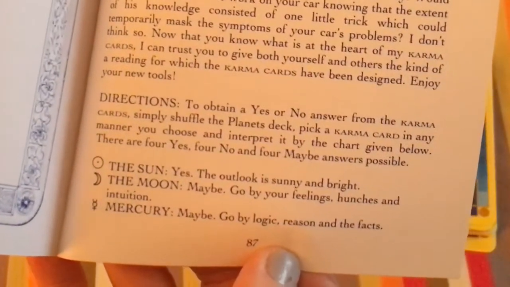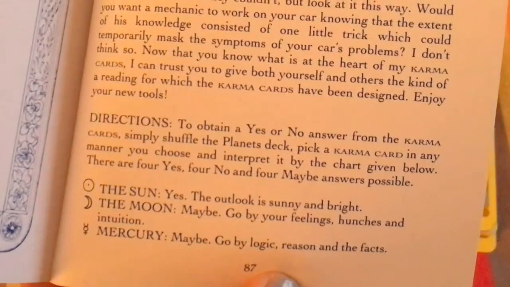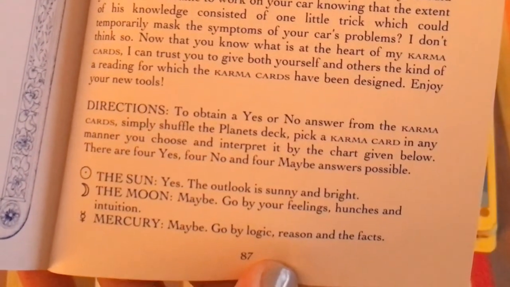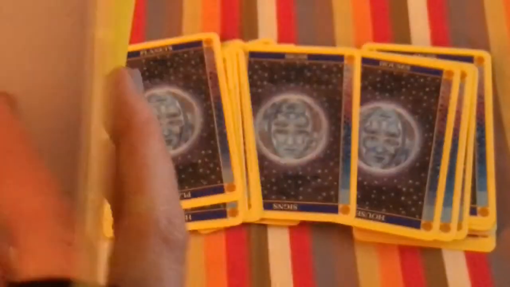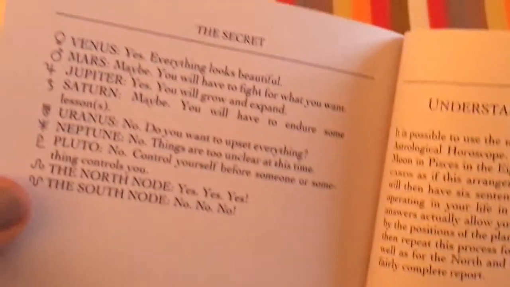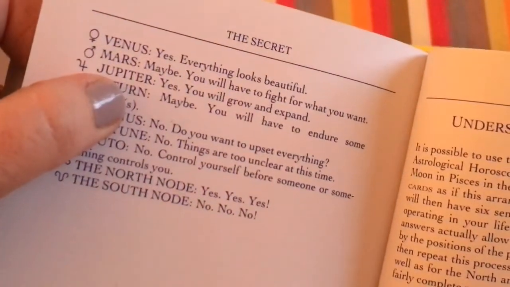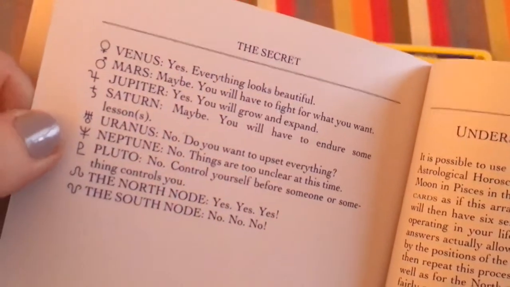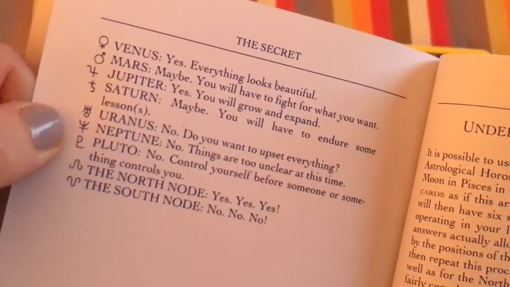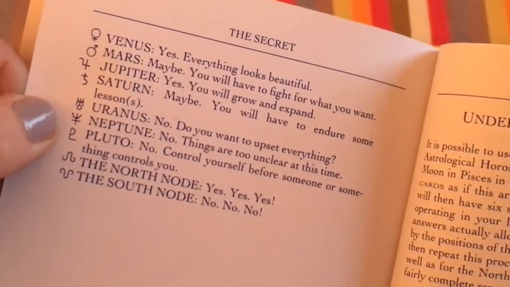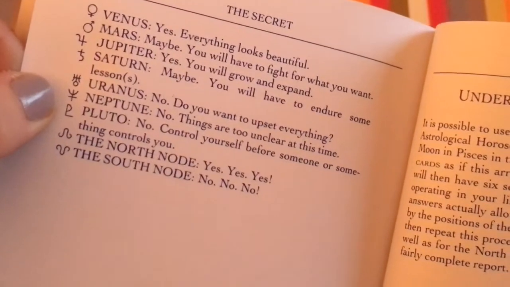Anyway, in this case, we've got the sun, yes, the moon, maybe, Mercury, maybe, go by logic, reason, and the facts. Venus, yes, because it's the great beneficent. You'll see Jupiter, of course, is yes, the sun is yes. All the real gimme benevolence are yes. Mars, maybe. He didn't really want to say no here. You will have to fight for what you want. Saturn, maybe.